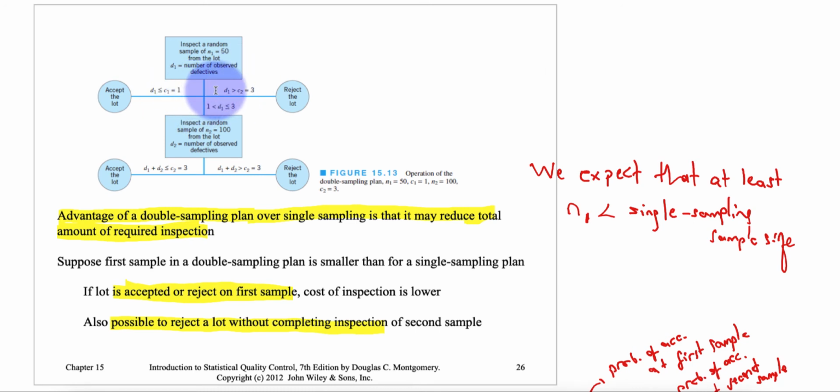If the number of defective units is greater than the C2 level, here 3, we will reject the lot. Or if D1 is between C1 and C2, we will take the second sample. So we have the parameters here.